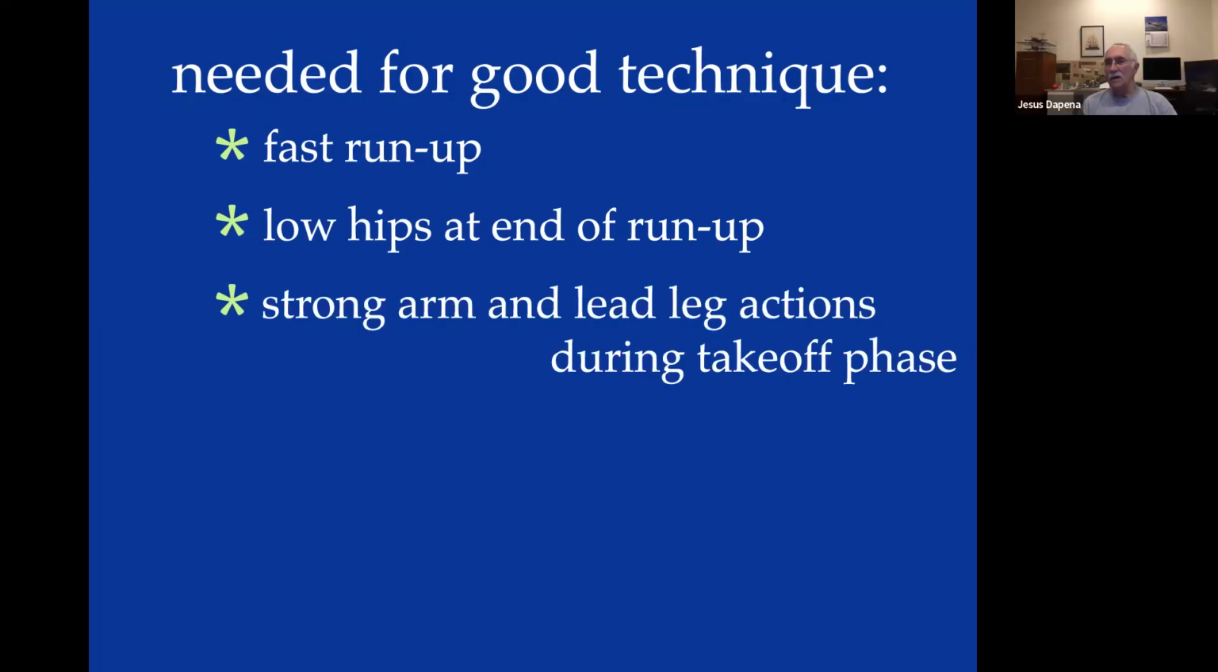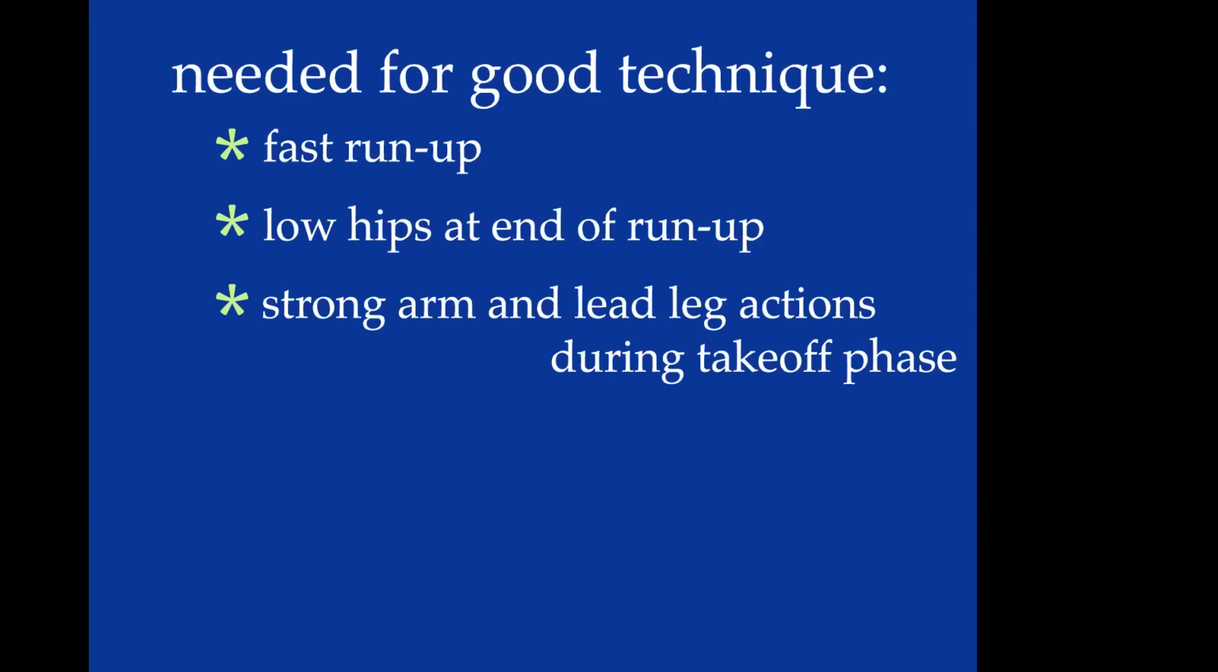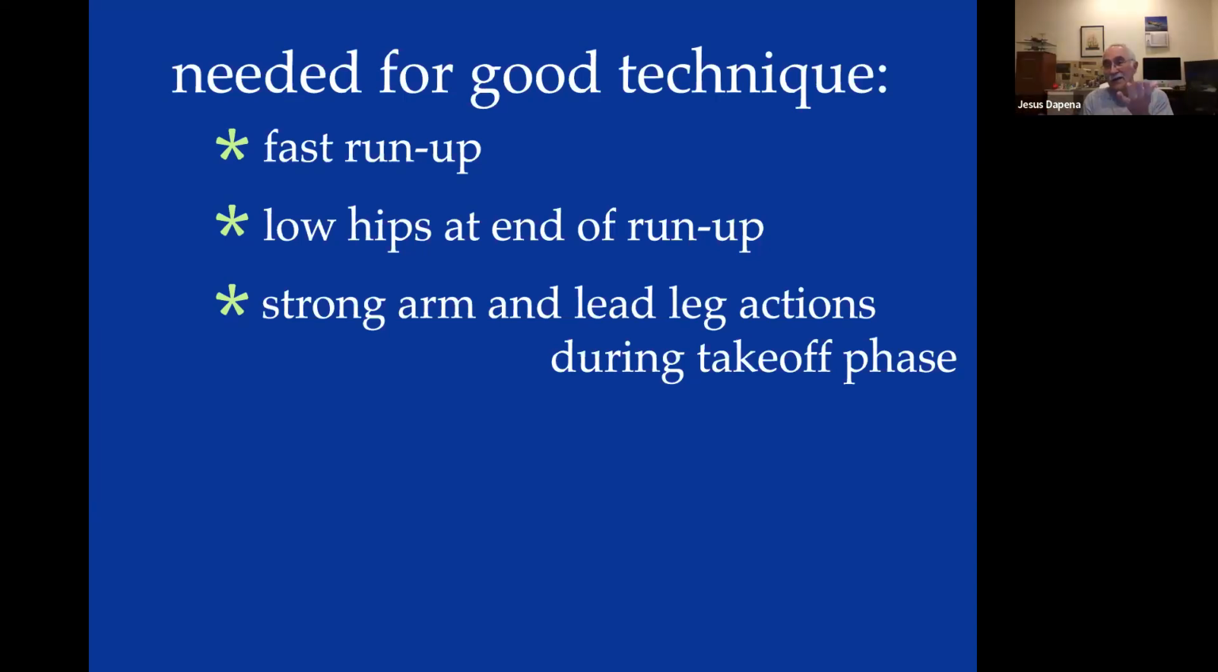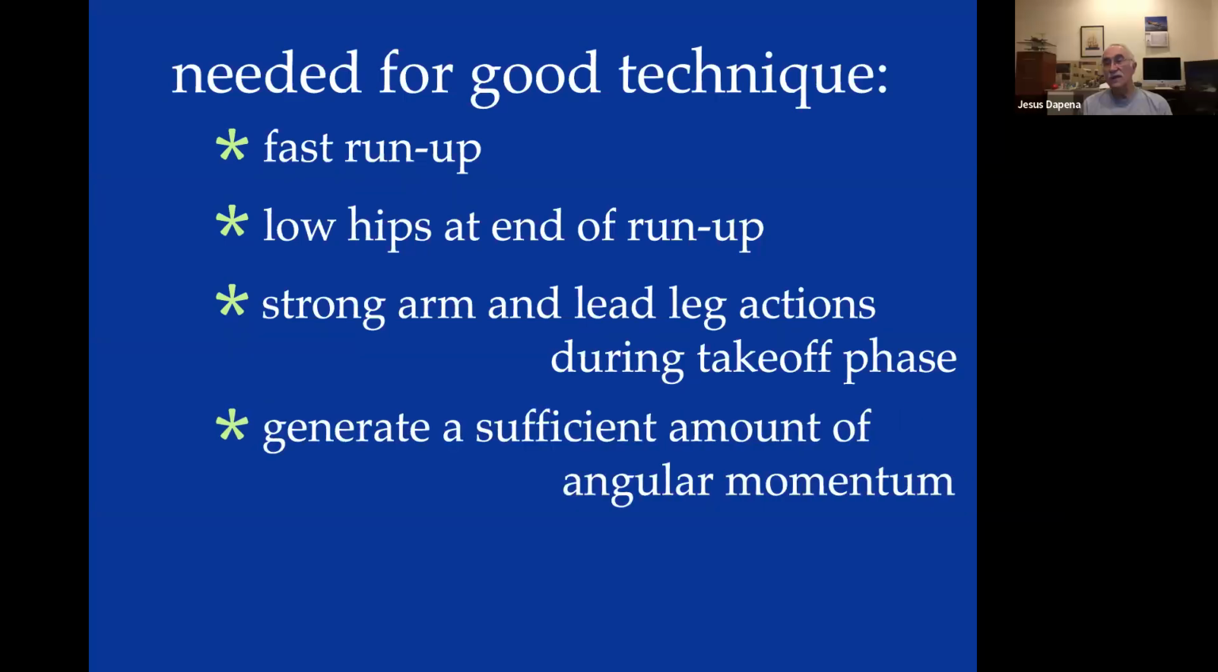You want strong arm and lead leg actions during the takeoff phase, keeping in mind that if they're very strong, you may have problems in generating angular momentum. You have to decide if what you lose in angular momentum is compensated by the greater height of the jump. You need to generate a sufficient amount of angular momentum, which means that you have to have a good backward lean when you plant the foot on the ground. You need to have a good lateral lean towards the left when you plant the foot on the ground.